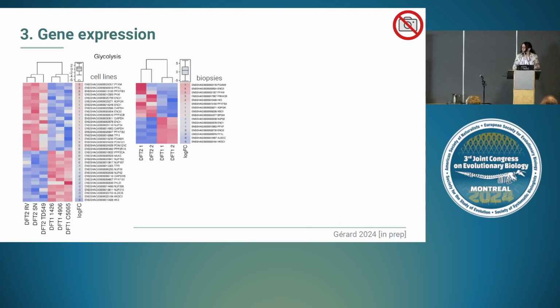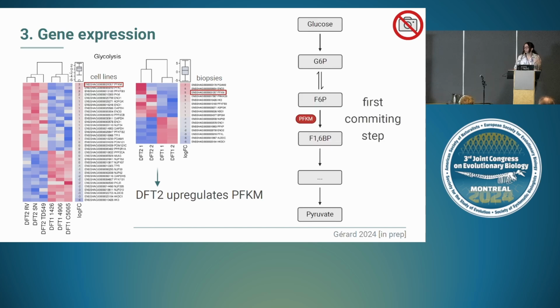So here's a bunch of glycolysis-related genes that are differentially expressed, but the one I want to focus on now is called PFKM, which is the phosphofructokinase. This is a gene that is responsible for converting fructose 6-phosphate into fructose 1,6-biphosphate. And this is very important as this enzyme is responsible for what is known as the committing step of glycolysis. So once this enzyme enters into action, all the fructose 1,6-biphosphate it's producing will be turned into pyruvate ultimately.